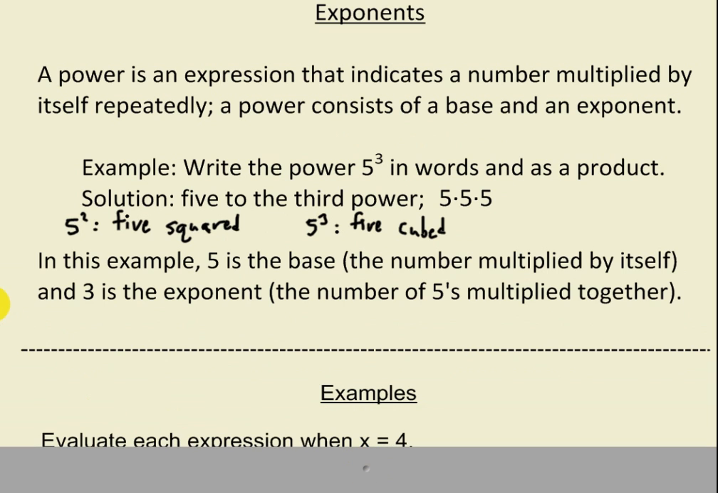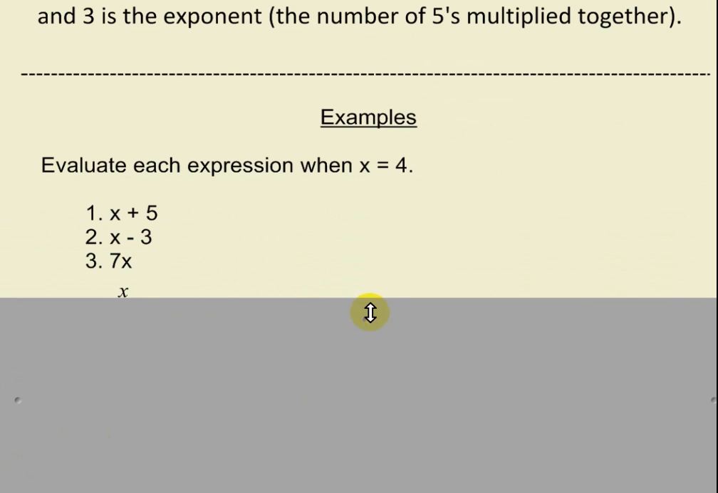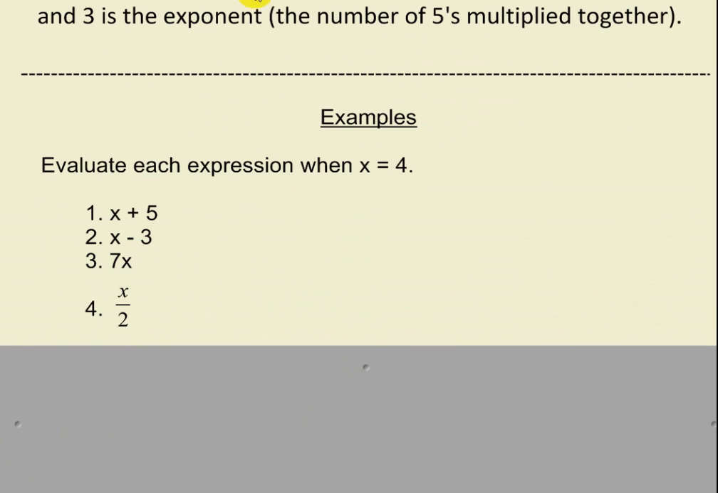All right, let's look at a few examples here. So evaluate each expression when x is equal to 4. So we're going to substitute 4 in place of x for each of these. So instead of writing x plus 5, we write 4 plus 5. We perform that operation and get 9, and we're done. In the second case, when we have subtraction, substitute 4 again in place of x, subtract 3, and we get an answer of 1.